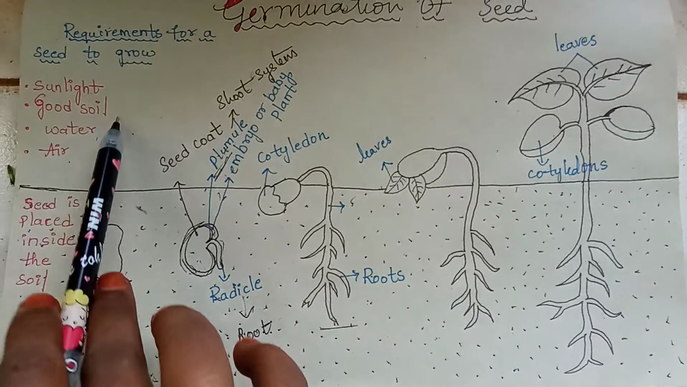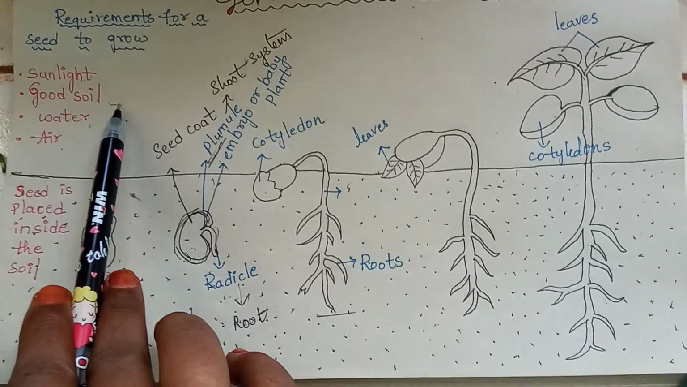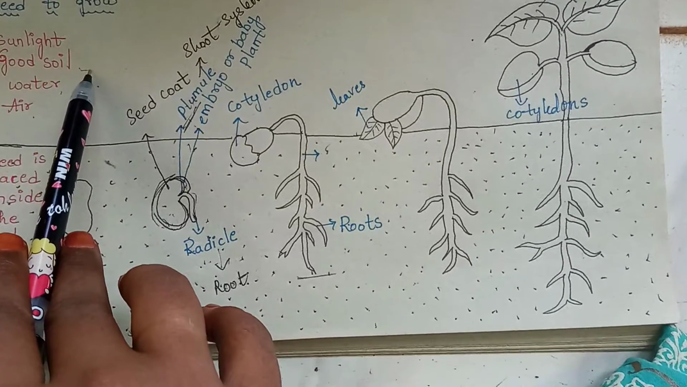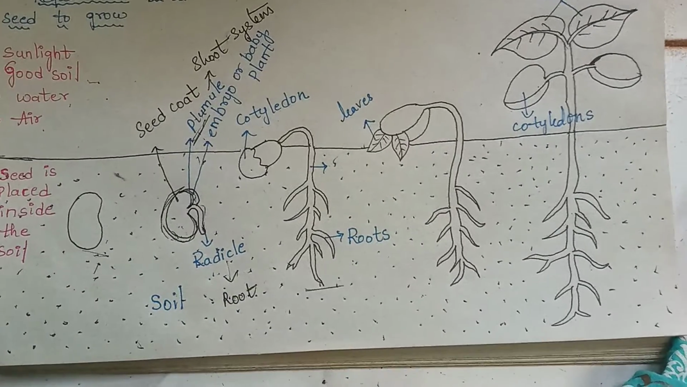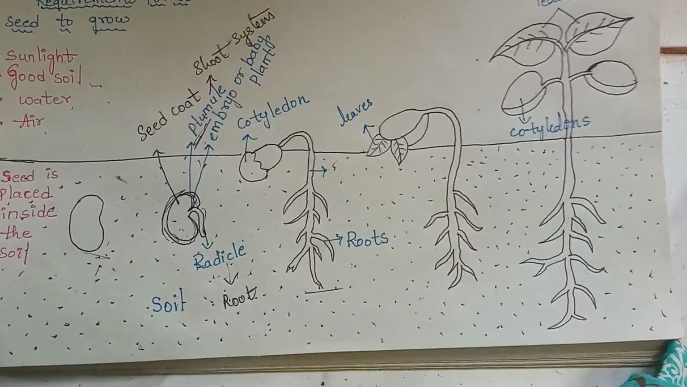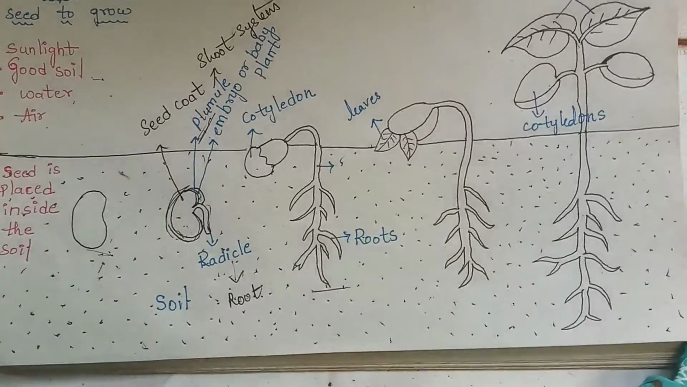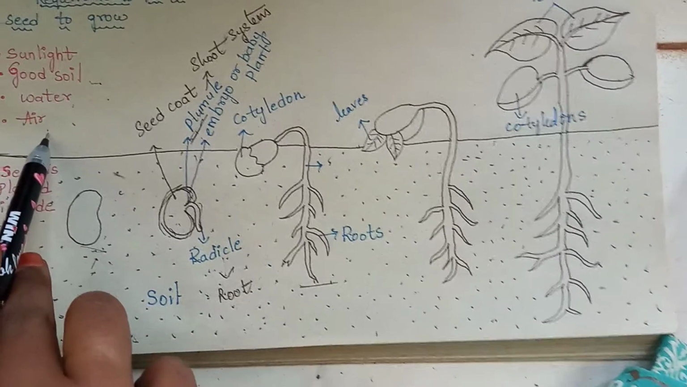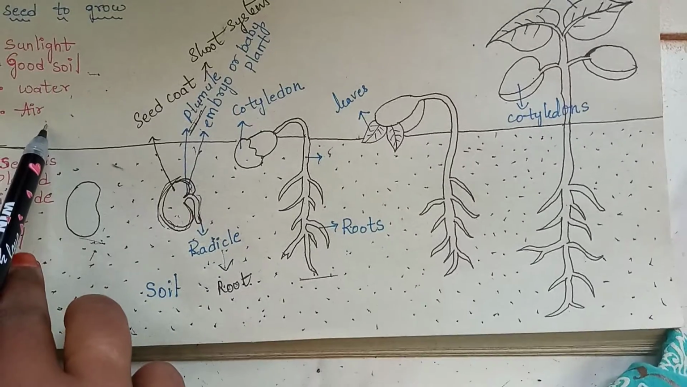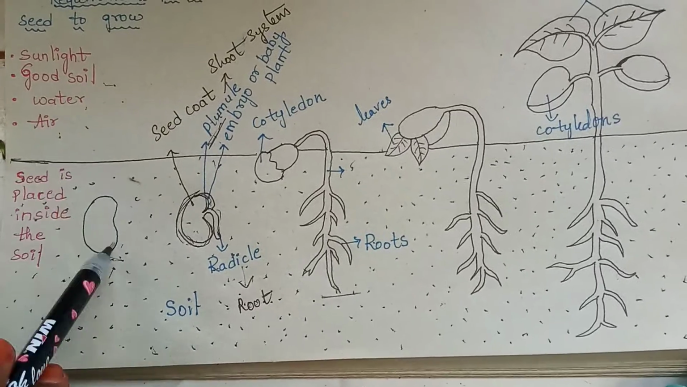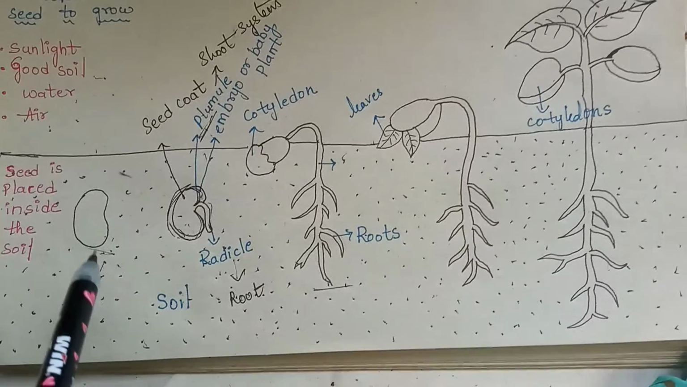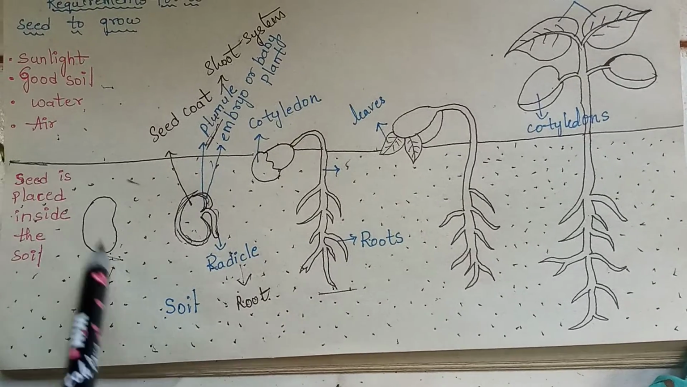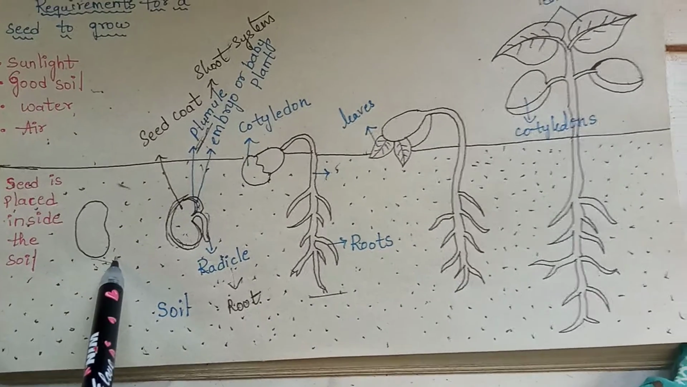So what is meant by good soil? Good soil means it should be rich in nutrients. The nutrients that are required for the plant to grow are present in that soil, and that is called nutrient rich soil. And sunlight, we know already, water, air, these are the requirements for the seed to grow into a plant.